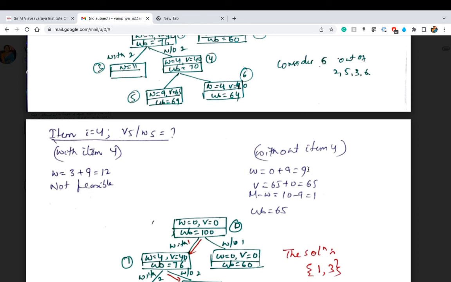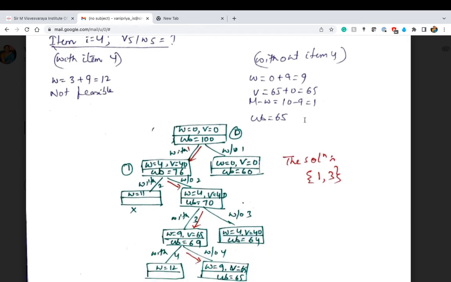But without item 4, what will happen? Because you are not including item 4, its weight is 0. And what is the weight so far? Here it will be 9 so far. Then after that, the value 65 you have to consider. The value of the fourth item you are not going to consider because we are not including that, right? So M minus W is equal to 10 minus the weight so far, 9, it becomes 1. Then the upper bound will be 65.